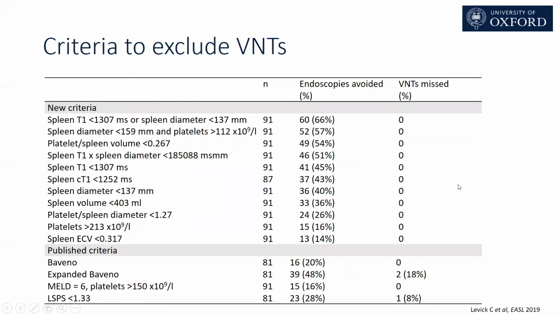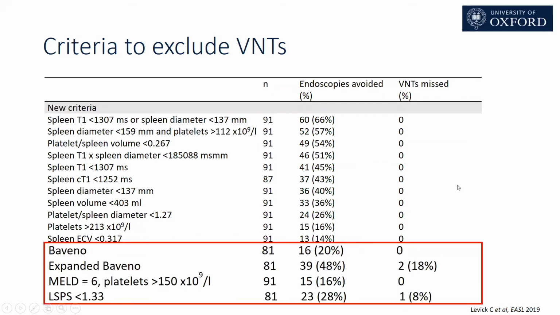And what was perhaps also interesting in this study is that this new criteria performed much better than previously published criteria like the Baveno or expanded Baveno criteria or the LSPS metric that we've seen before. So again, promising, but this can only be considered as a training cohort, so validation is needed.